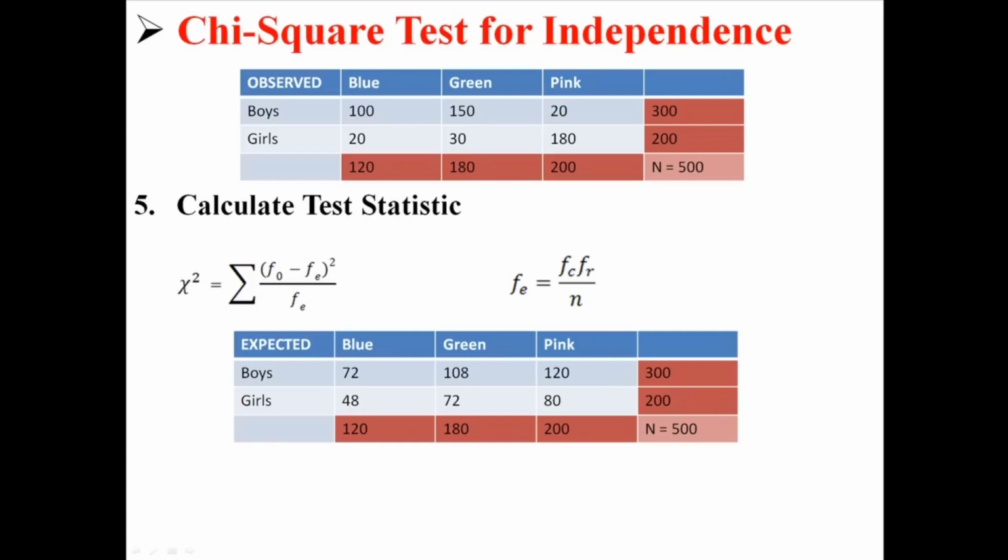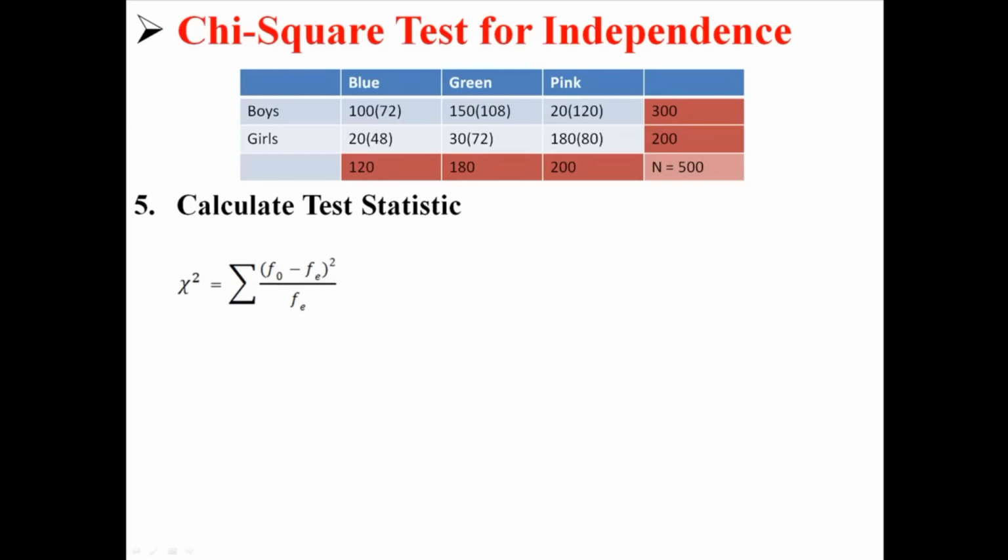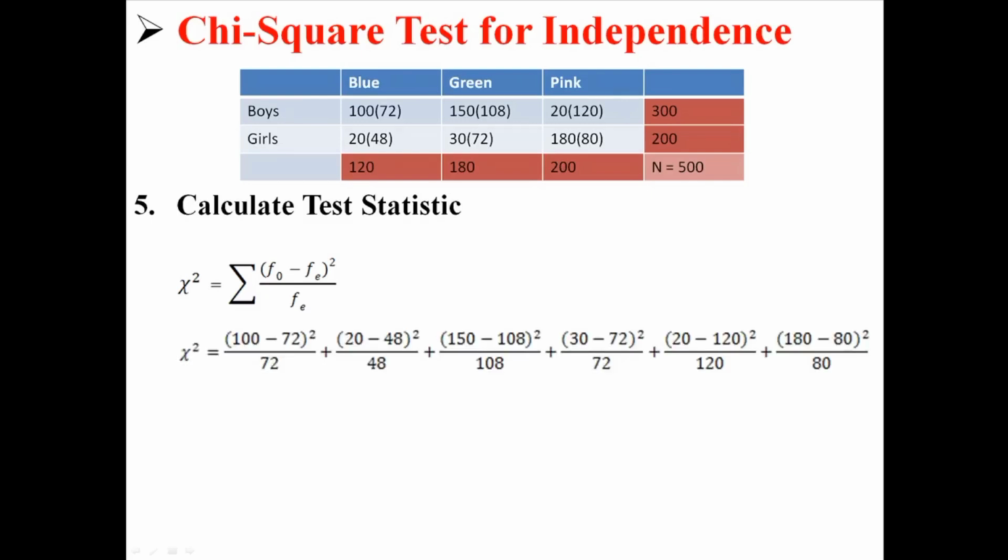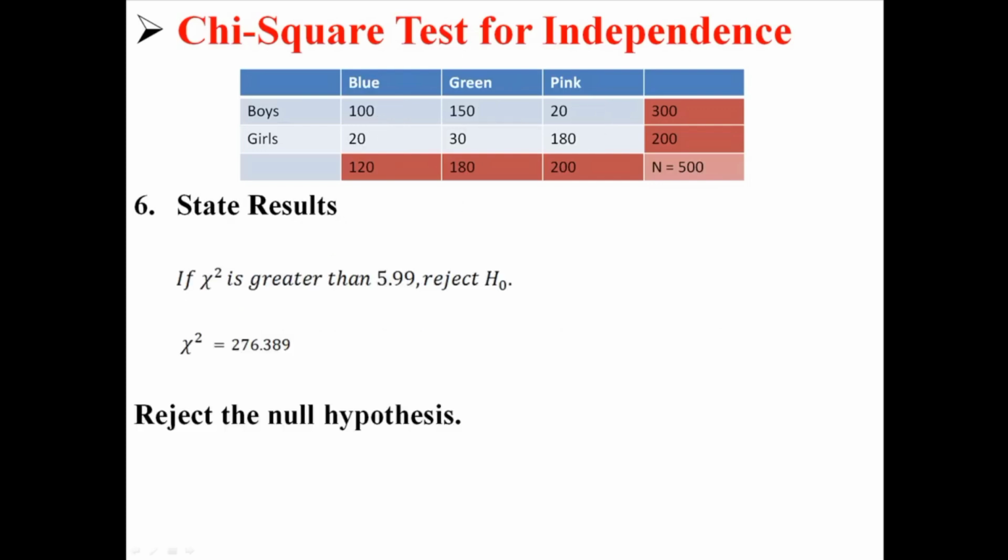So let's remove the top, and we have the observed values, and next to them in parentheses we have the expected values. Take all the observed values and subtract the expected values. Then square that and divide it by the expected values to get those 6 different fractions. When we add those all together, we find a chi-square of 276.389.